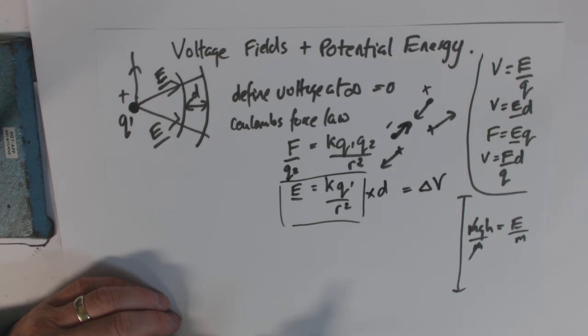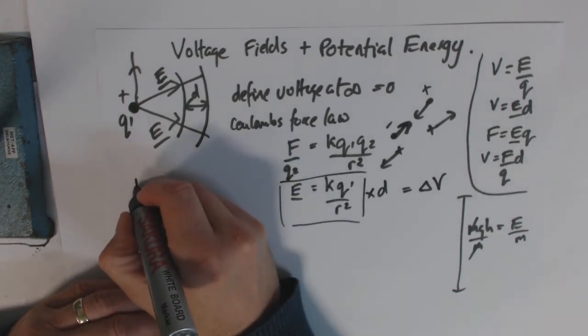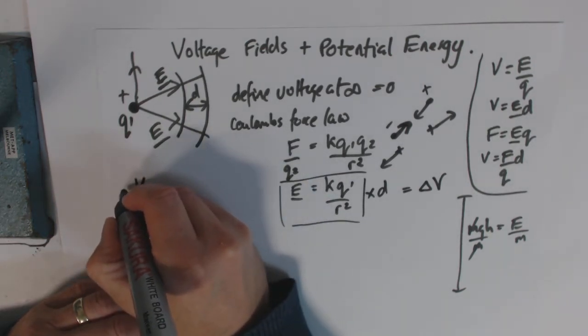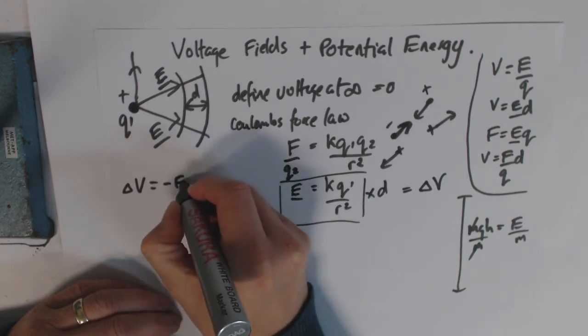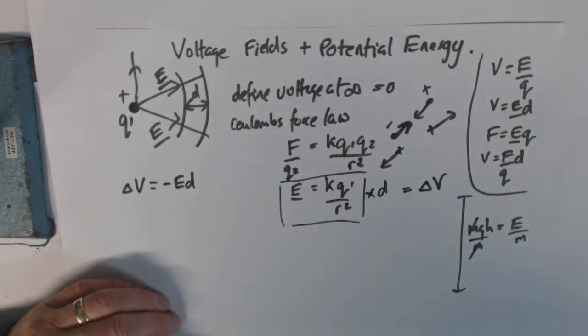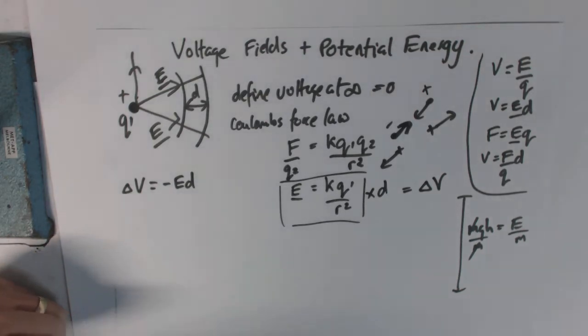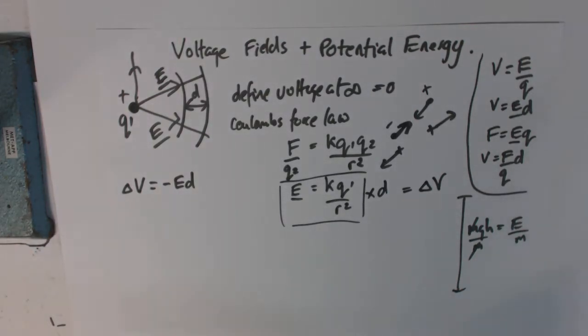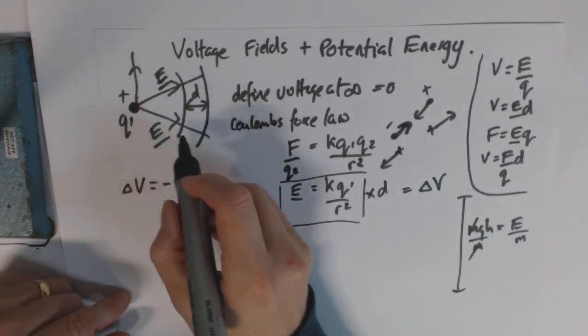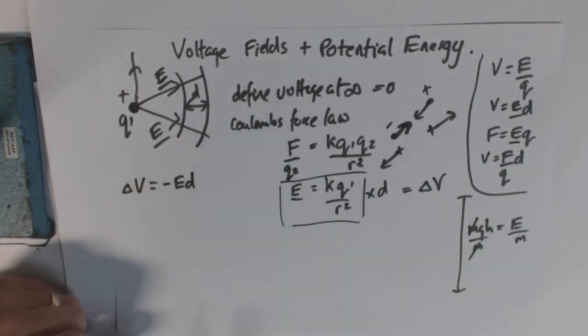We'll find out that we actually need to say change in volts equals minus ED. That's just so that all the signs work out, so that the energies work out, and everything else works out nicely. So we're getting a bit closer. The problem is, to work this all out, the electric field's changing.